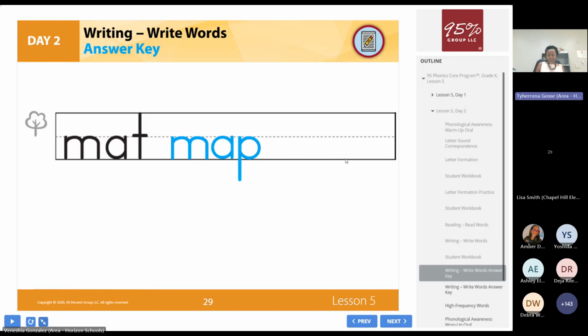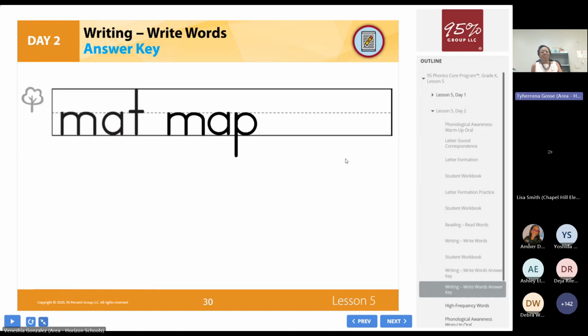Now, say, then blend. Okay, so we're going to say it, and then we're going to blend it. Map. Map. Your turn. Map. Map. Good. Here's your second word. The word is nap. Say nap. Nap. We're going to finger stretch nap.